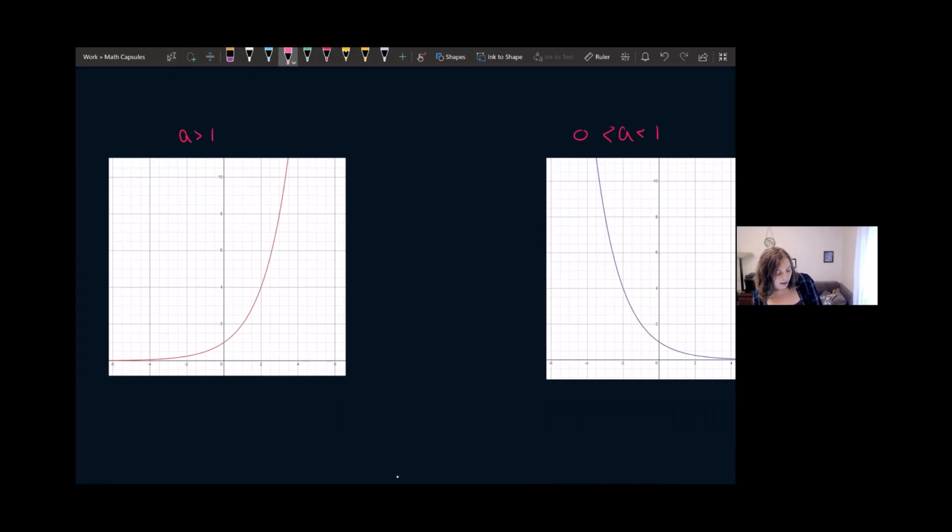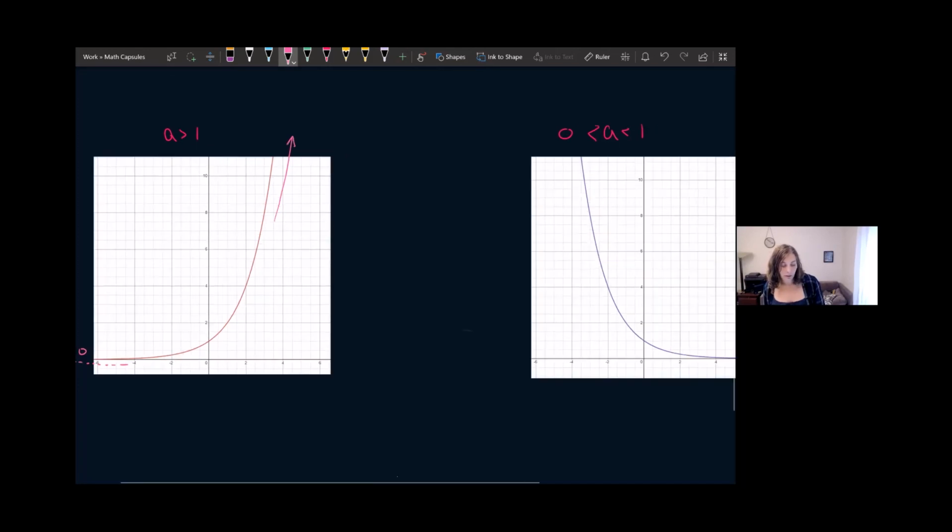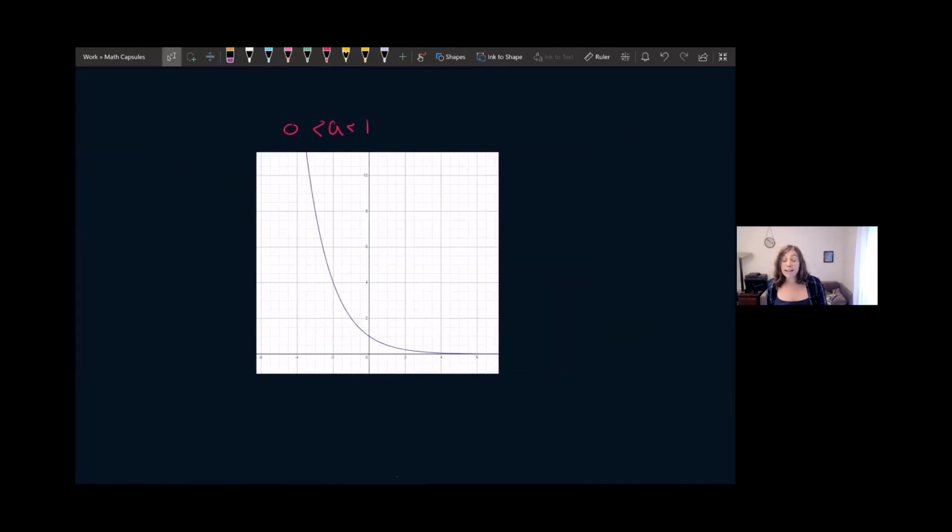On the left-hand side, the y values will be getting closer and closer to y equals 0. We have a horizontal asymptote, but we never reach y equals 0. We're always a positive number, even if it's a very small one. On the right-hand side, my y values are growing extremely quickly. That's called exponential growth.